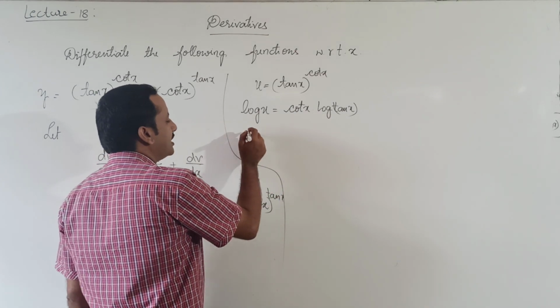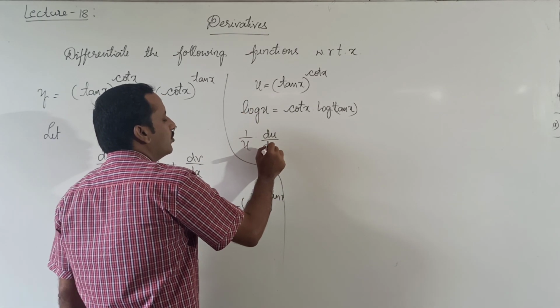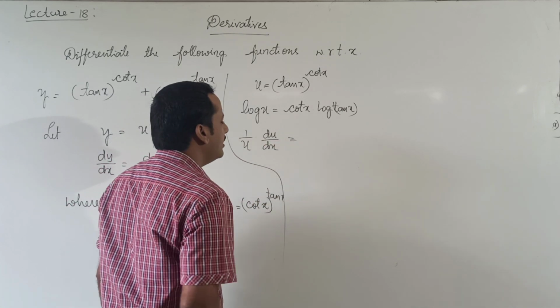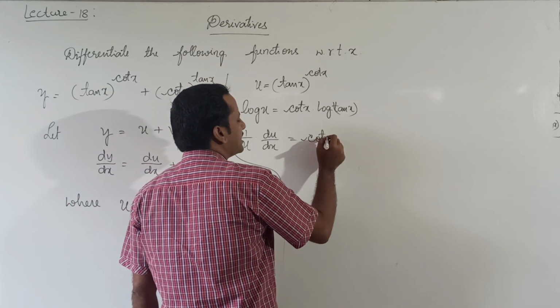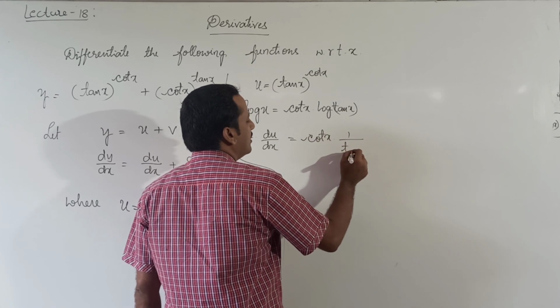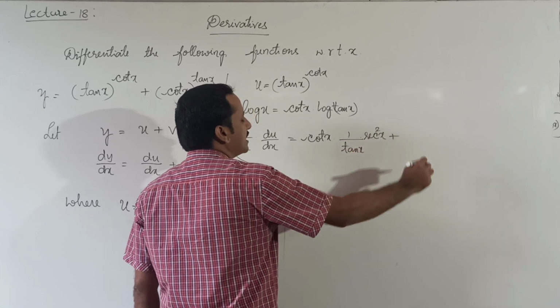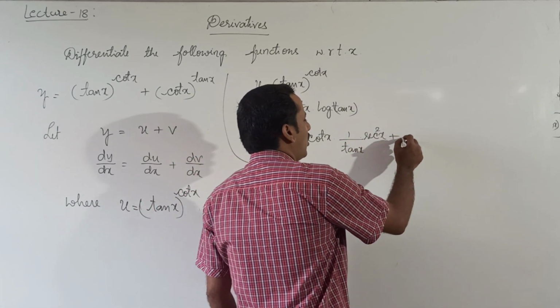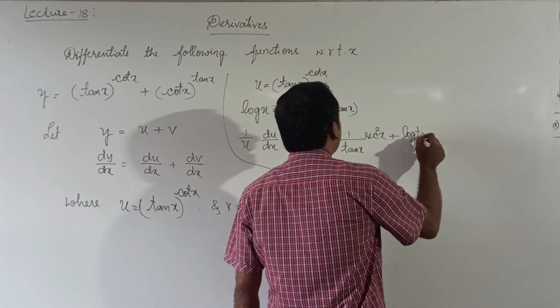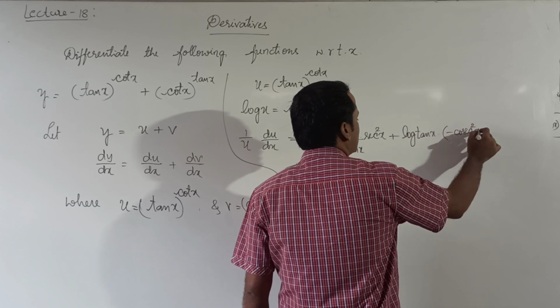Now differentiating this with respect to x, derivative of log u is 1 by u into du by dx is equal to, here I am using product rule, cot x into derivative of log tan x is 1 by tan x into secant square x, into the derivative of tan x which is secant square x, plus log tan x into the derivative of cot x. Derivative of cot x is minus cosecant square x.